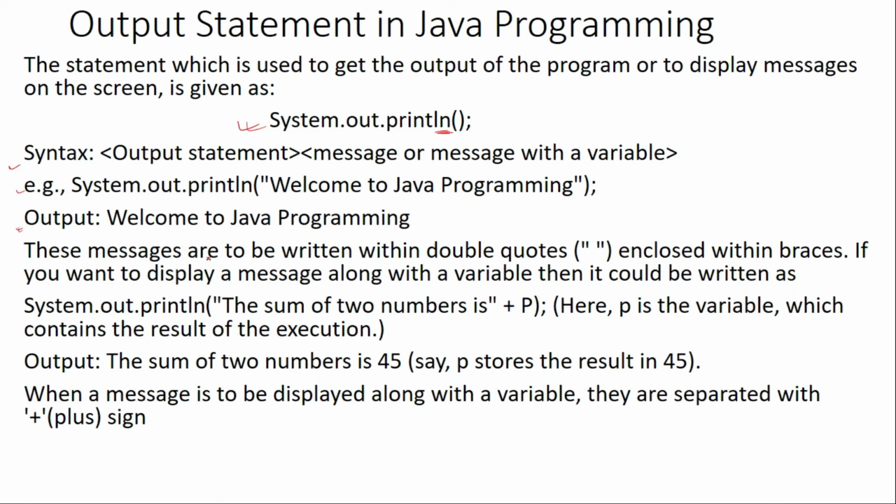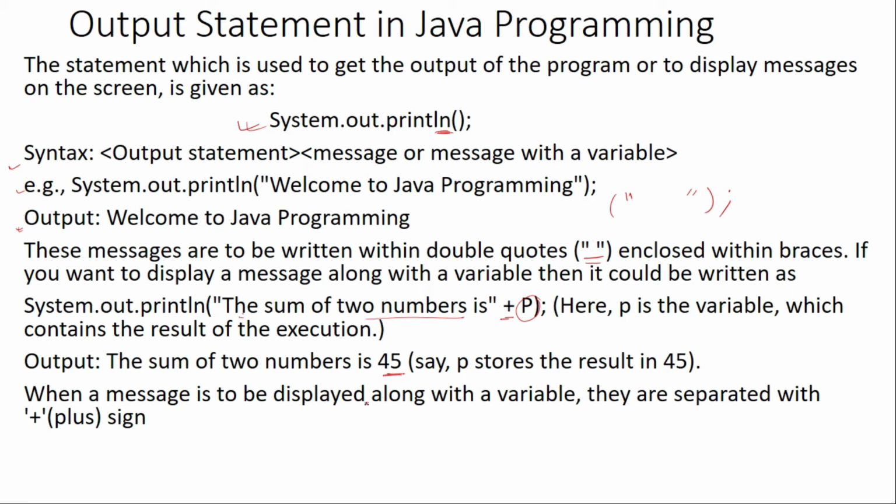Now these messages are to be written within double quotes, enclosed within braces. That means whatever message you want to display, you have to write it inside the double quotes, inside the braces, and semicolon. So if you want to display a message along with a variable, then it could be written as this one. Suppose I want to display the message the sum of two number is along with the value, then we have to use plus symbol. The output you will get is the sum of two number is 45 if the value of p is 45.